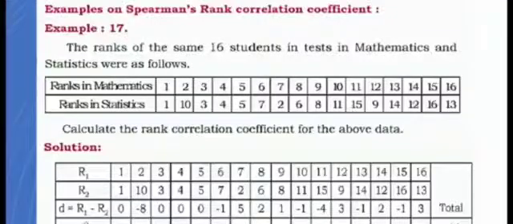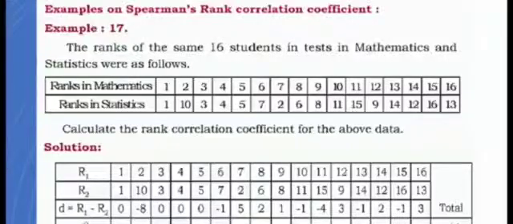One is the scatter diagram, second is the Karl Pearson coefficient of correlation or product moment, and the third one is Spearman's rank correlation. Now we are starting with the third method, where ranks will be given, or we have to find the rank and then the formula will be applied. So what is the question here?